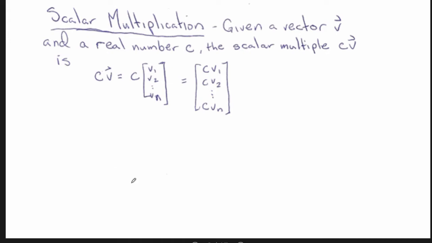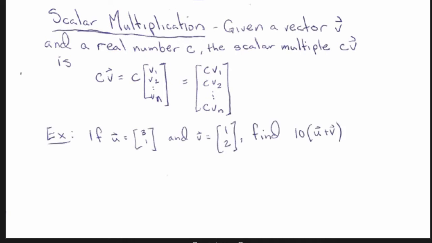Okay, scalar multiplication. Given a vector v and a real number c, the scalar multiple cv is equal to c times v1, c times v2, c times vn.